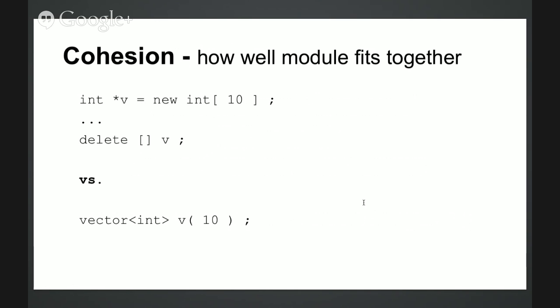The cohesion measures how well the module fits. It was invented by Larry Constantine at the end of the 1960s. I think, if I don't remember wrong, it was 1972 when they published the first book about this.